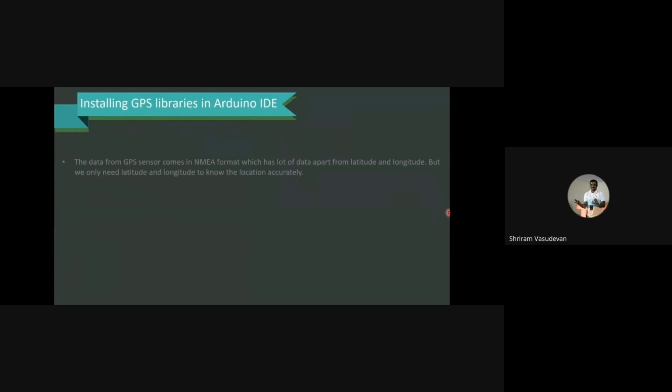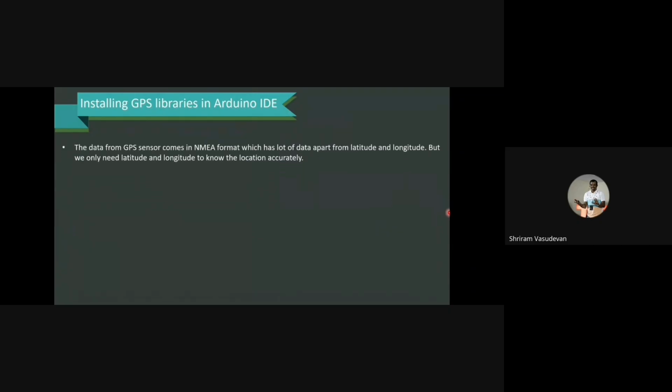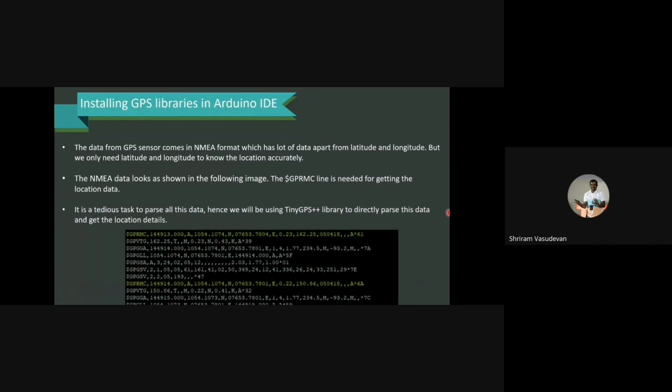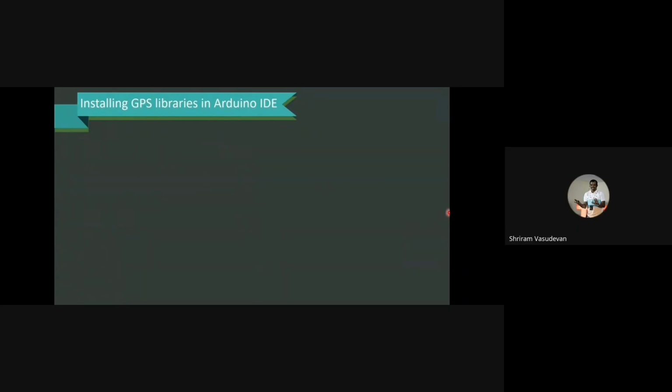Installing GPS libraries in Arduino IDE. The data from the GPS sensor comes in NMEA format, which has a lot of data apart from latitude and longitude. But we need only latitude and longitude to know the exact location. The NMEA data looks as shown in the image presented to you, and the $GPRMC line is needed for getting the location data. It is really a tedious task to parse all this data, hence we will be using the TinyGPS++ library to directly parse this data and get the location details. It's the smartest way to get this done.